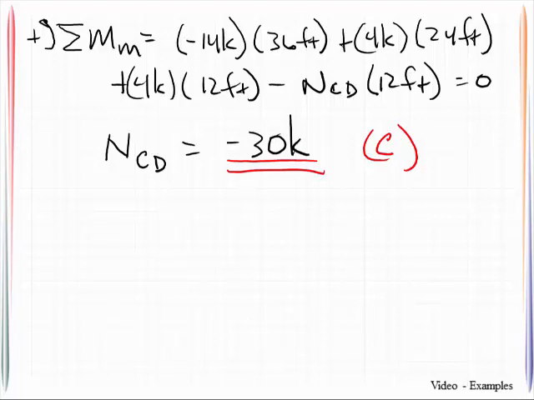It's as simple as that, and that concludes our example. And as always, it is a beautiful day to study structure.